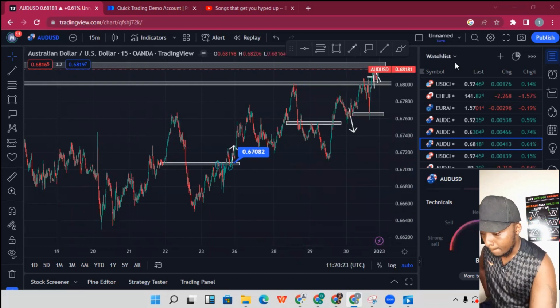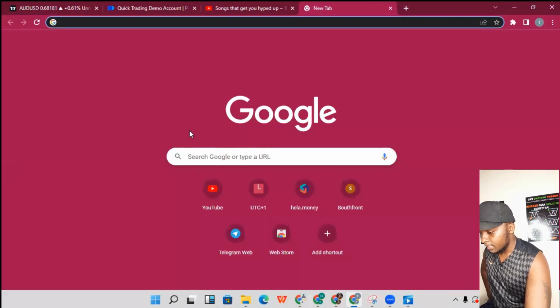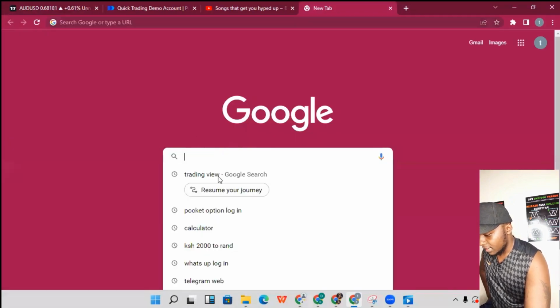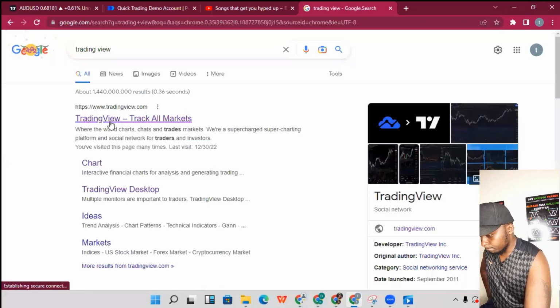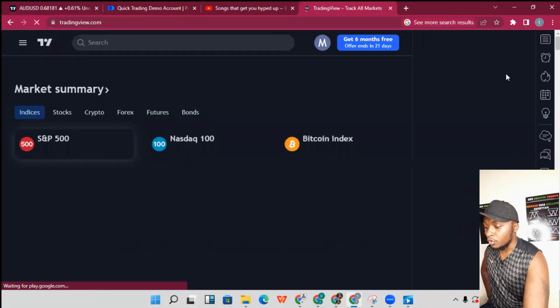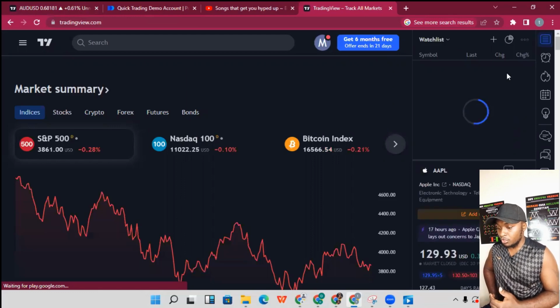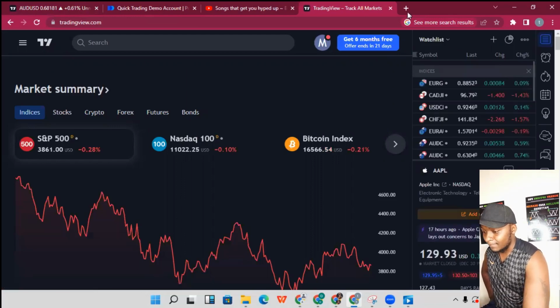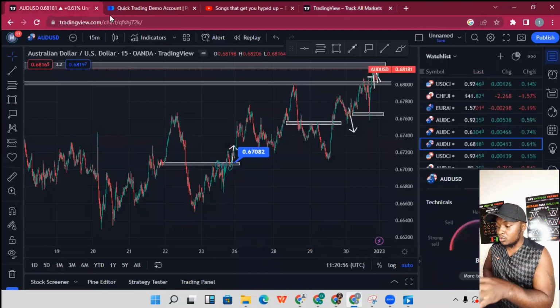What you want to do is come here on Google and just type TradingView. When you type TradingView, click on it and install it. You can log in with your Google account. It's much simpler, much easier when you're using your Google account. And you will have something that looks like this. Your chart will not look like this.